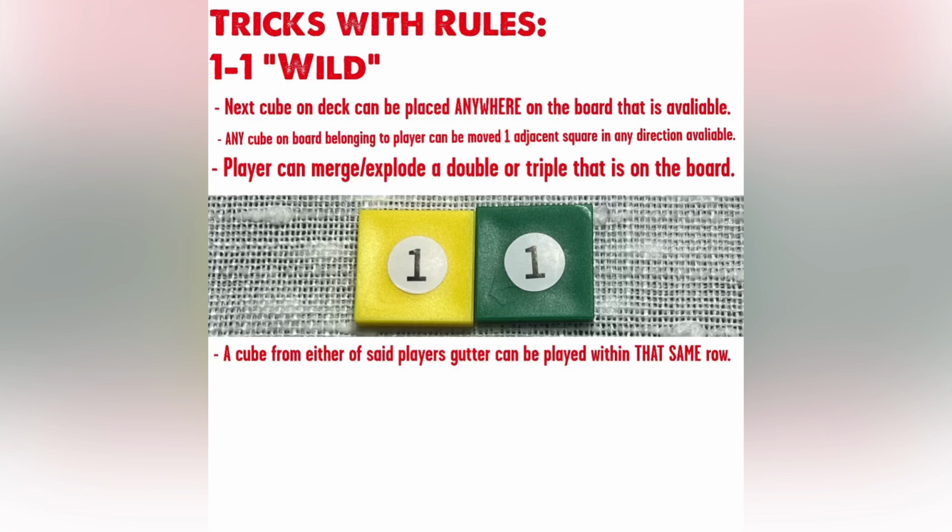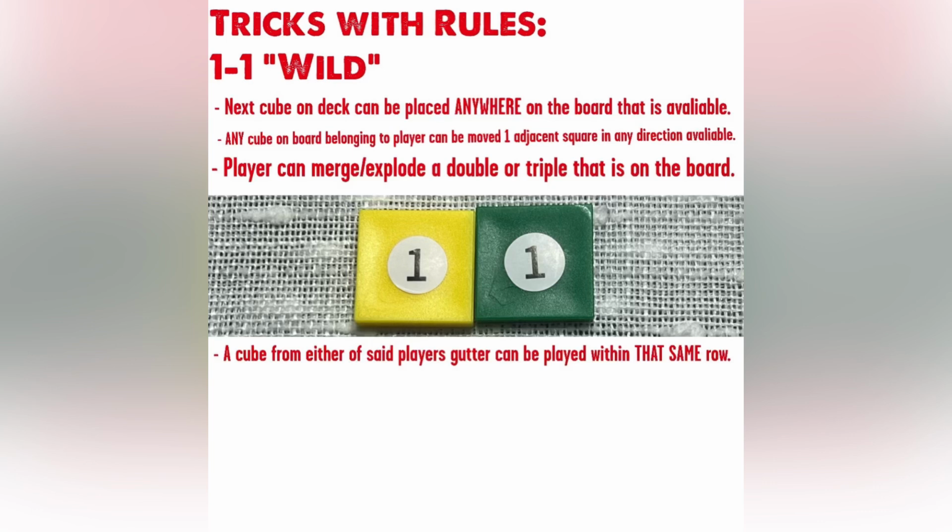The 1-1 trick also would allow a player to merge any like color cubes that belong to that player. The 1-1 trick also would allow a player to explode or break up a frozen or a triple. Lastly, the 1-1 trick allows a player to take any of their cubes from the gutter and place it back into play, but in this case, the gutter cube is only allowed to be placed in a square within the row associated with that gutter.